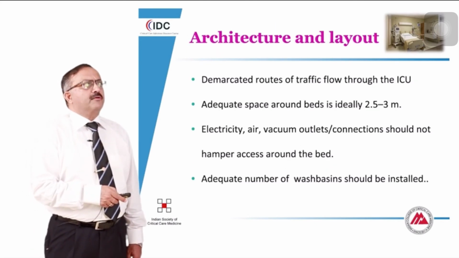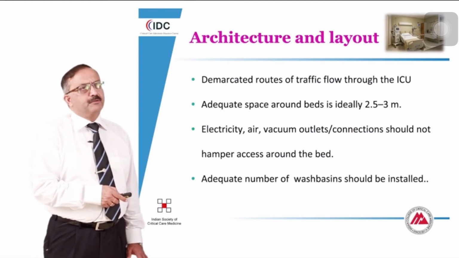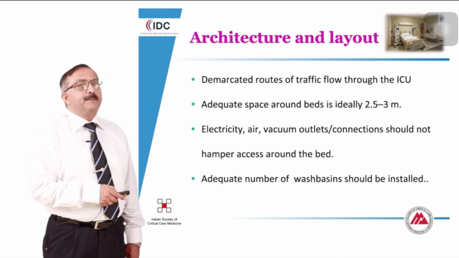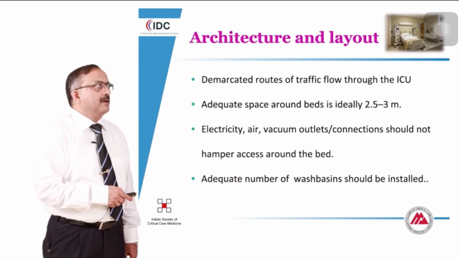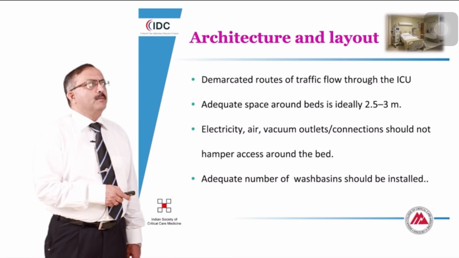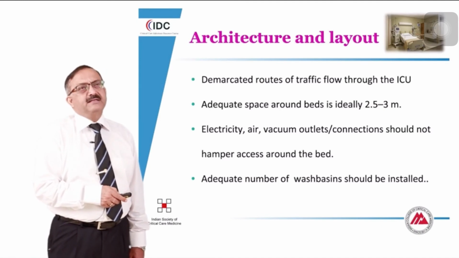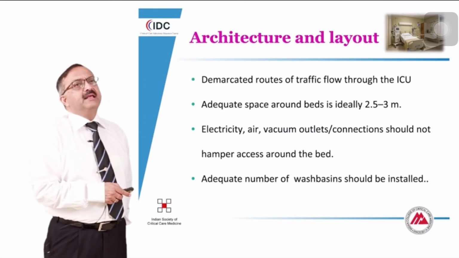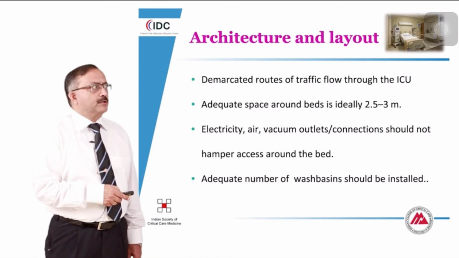Demarcated routes of traffic flow through the ICU should also be followed. This is a very simple procedure but must be adhered to by all the staff. Adequate space around the bed, from 2.5 to 3 meters, must be there. Electricity, air and vacuum outlet connections should not hamper access around the beds. So the layout of all this equipment should be done properly so that it doesn't cause any accidents or harm to the patient.